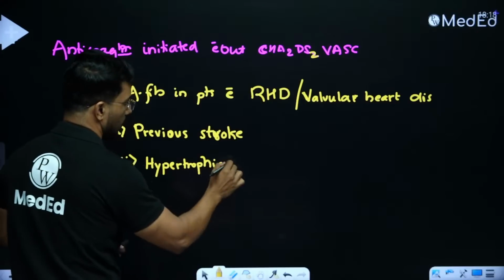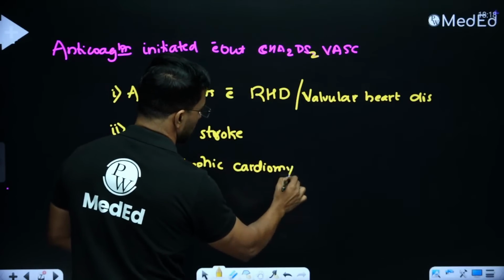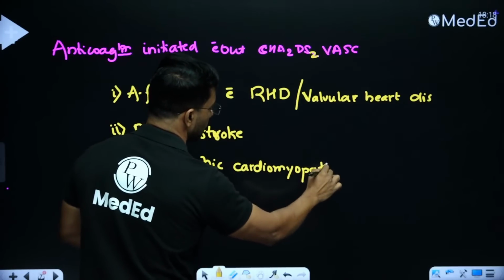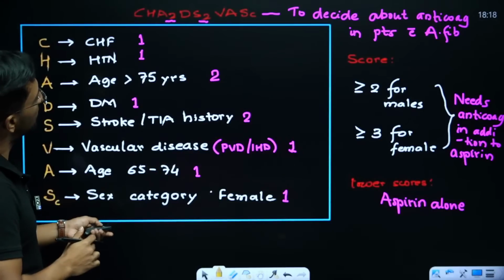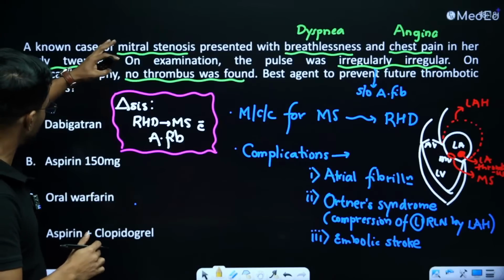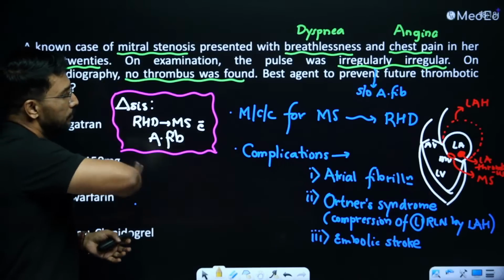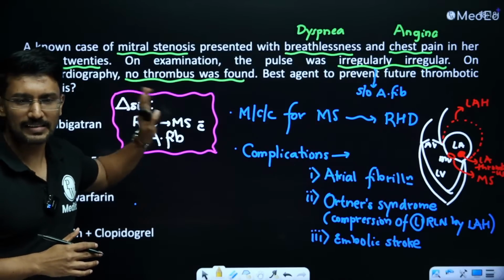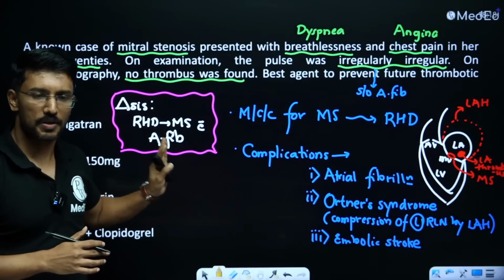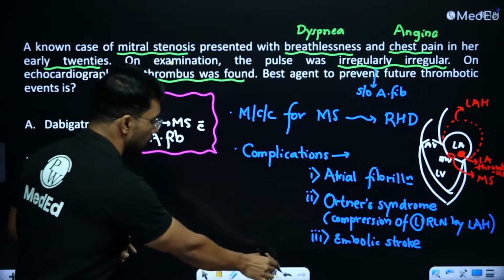Hypertrophic cardiomyopathy. So these are the 3 conditions where you don't have to calculate the CHA2DS2-VASc score, just start anticoagulation. So for this question, I have to start anticoagulation. The question is which one? Even if I take different turns, ultimately I come to the conclusion that it needs anticoagulation because this patient has rheumatic heart disease, he has valvular heart disease, it calls for anticoagulation.